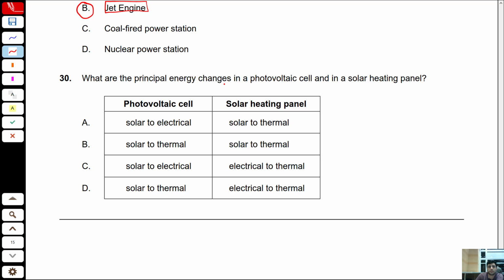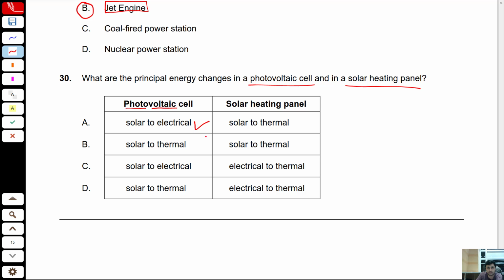What are the principal energy changes in a photovoltaic cell? Photovoltaic cells use solar panels, and there are also solar heating panels. Both of them use renewable sources of energy. So what are the principal energy changes in a photovoltaic cell and a solar heating panel? In photovoltaic cells, you can see voltaic, so it has to do with electricity. Photo means light energy and voltaic means electrical energy. So we are converting solar into electrical.